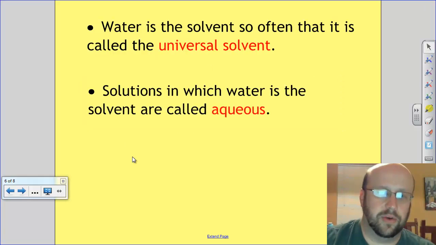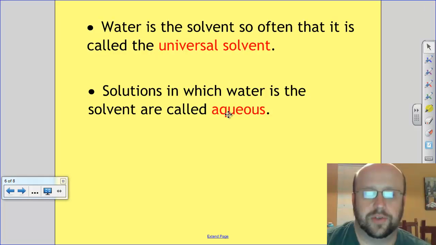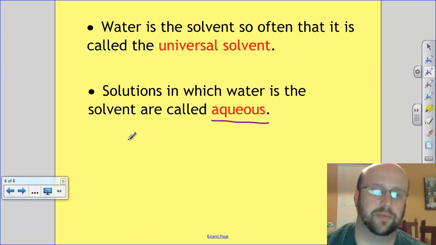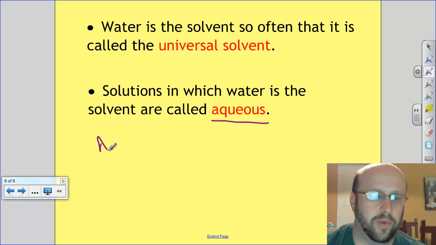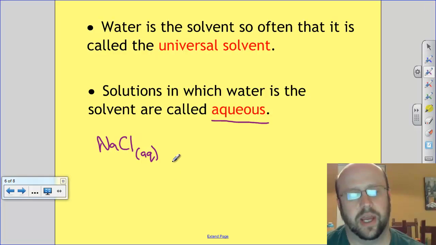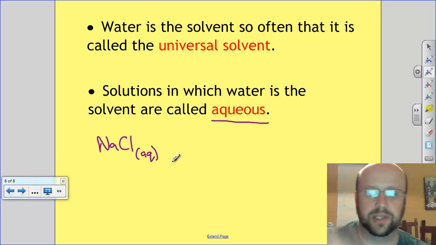Now, since it's so important, we use it so much, solutions where water is the solvent have a special name. And we already know this name. We've talked about this before. If you recall, if we had that cup of salt in there before, we would say that that was NaCl, but that it was aqueous. Aqueous basically just means that something is dissolved in water.